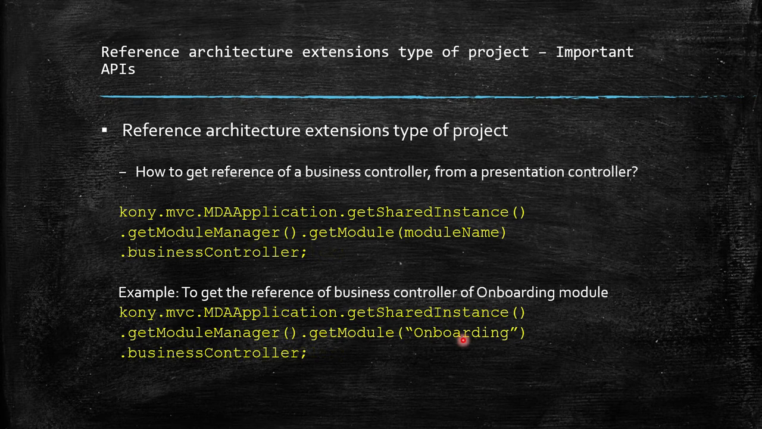Similarly, if you want to get the reference of a business controller from a presentation controller component, the API remains the same, except that you will use the business controller. Once you get hold of the module, you will refer to the business controller which is there inside that module. So this is how you will be able to get the reference to the business controller defined within your module.